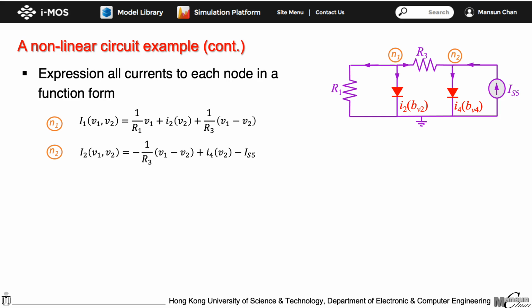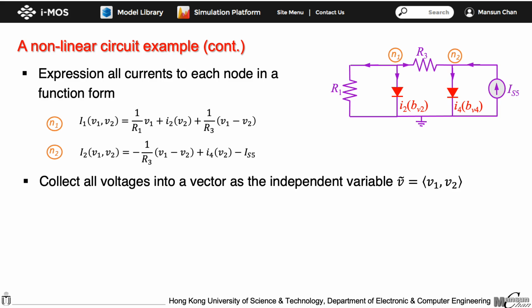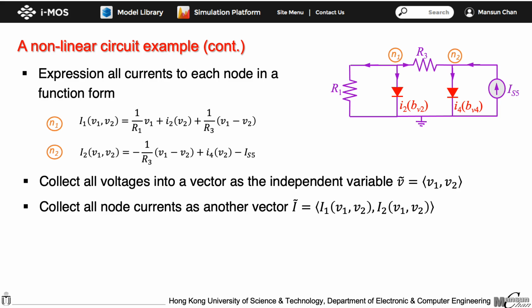To do that, we first express all currents leaving a node to be a function. Here, I1 is the total current leaving node 1, and I2 is the total current leaving node 2. The independent variables of both functions are the node voltages. We can collect all node voltages and put them into vector form. We can also collect all the total currents leaving a node and form a current vector as shown here. As all the elements in the current vector are dependent on the node voltages, the current vector can simply be represented by a more compact form of I as a function of V.